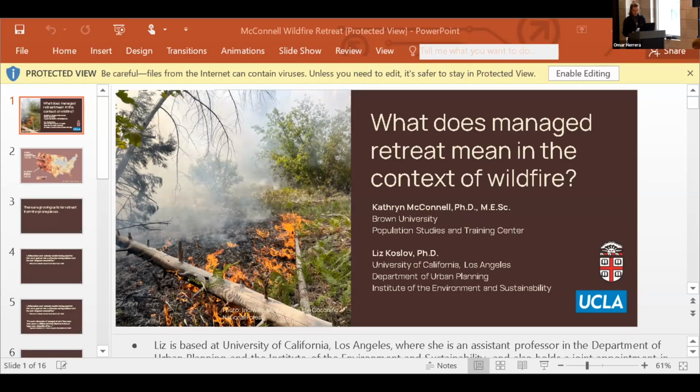As you can imagine, these 4 different buckets have very different cost, logistic, governance, as well as equity implications. So we think that these 4 approaches to wildfire retreat really need to be analyzed distinctly.